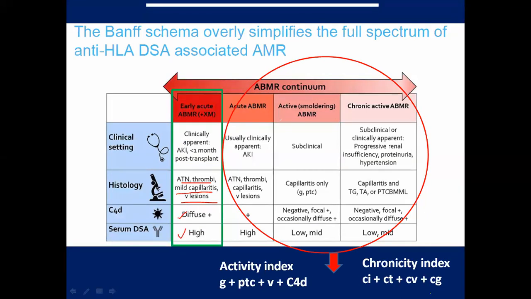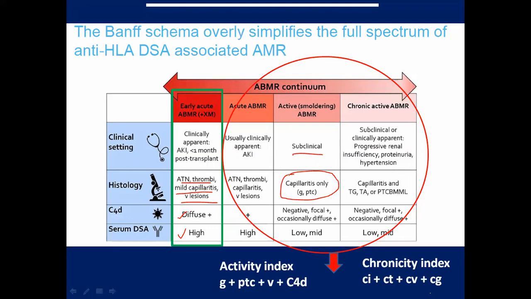And in acute ABMR, it is usually clinically apparent. AKI will be there, ATN, thrombi, everything will be there, DSA will be there, C4D will be there. It is only in this active or smoldering ABMR that they have a subclinical presentation. The capillaritis only is there. So they have highlighted that microvascular inflammation should not be ignored.